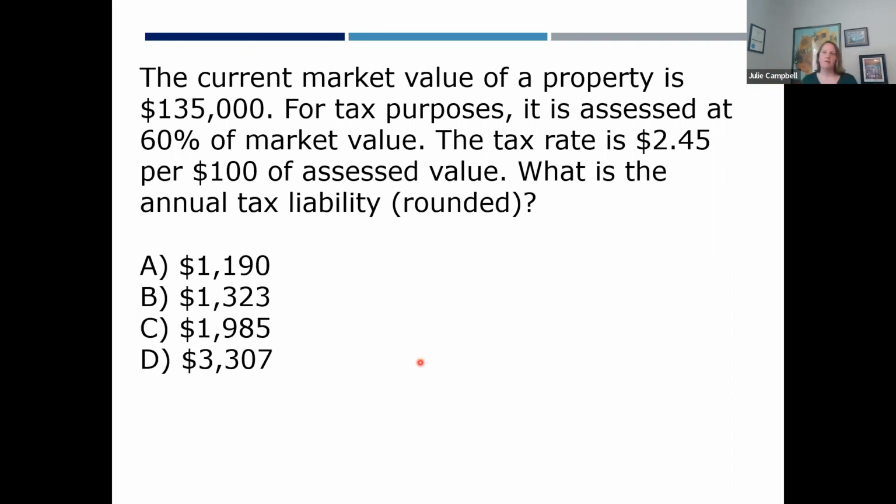All right, let's see what we got. What do we do first? Just read. Just sit on your hands if you have to, but just read the question. The current market value of a property is $135,000. For tax purposes, it is assessed at 60% of market value. The tax rate is 2.45 per 100 of assessed value. What is the annual tax liability? And in this case, we're instructed to round.